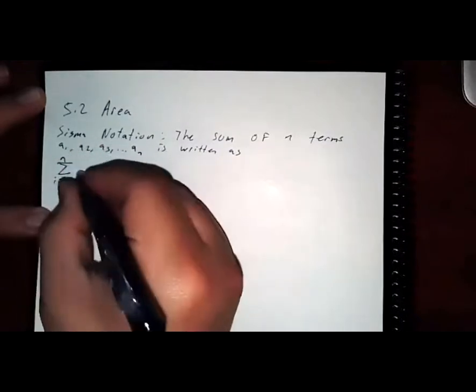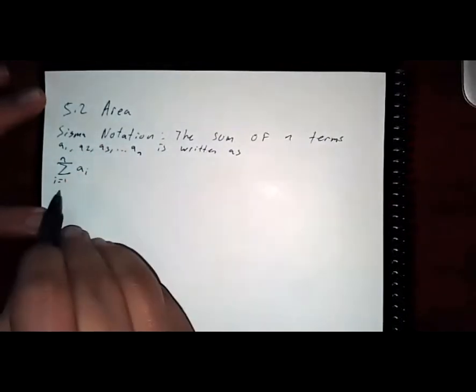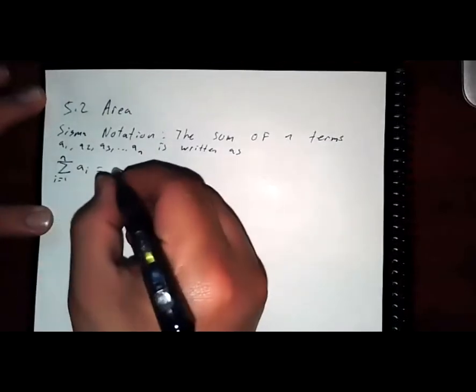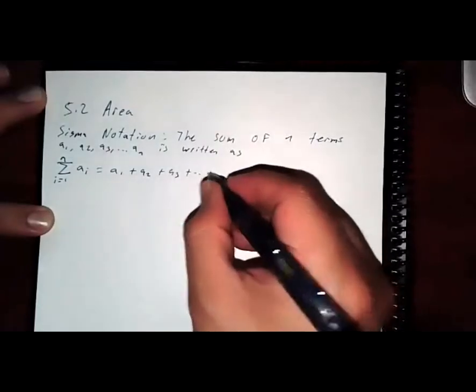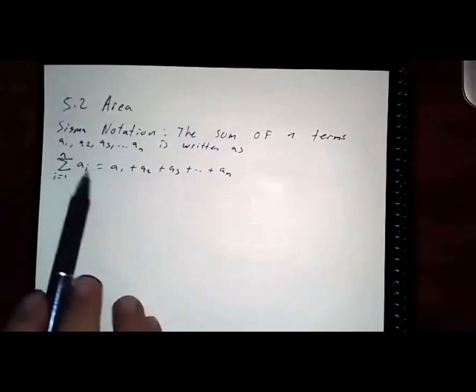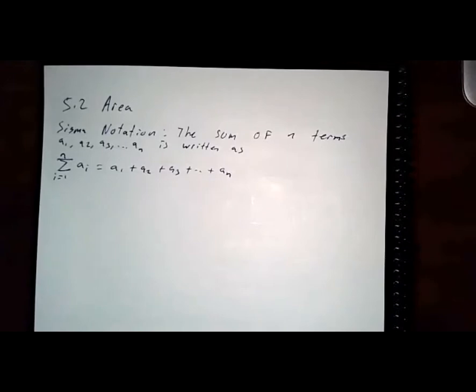So the index is the i here, so a sub i. This means go through 1 plus 2 plus 3 all the way until you get to the last one, which is n. So the summation just means add up whatever's in here until that point. That makes sense? Yeah, that makes sense. Okay.